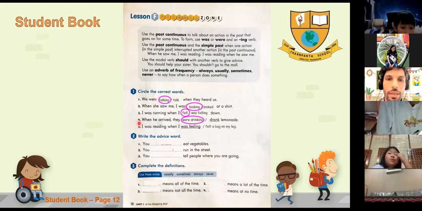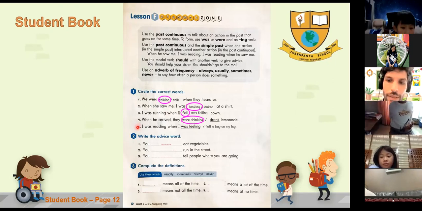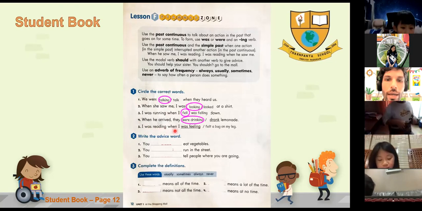Let me see, who wants to read number 5 now? Somebody? Does somebody want to read number 5? Any volunteer? Sam? A bug on my leg. Okay, very good. I was reading when I felt a bug on my leg.